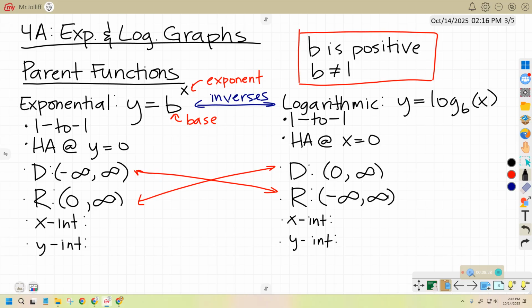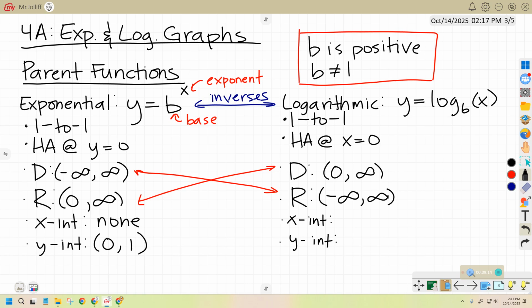My exponential parent function has a horizontal asymptote at y equals 0. Does it have an x-intercept? No, it's got an asymptote there. It can't cross it. So this guy has none. Never going to cross the x-axis. We saw in that sketch we made just a minute ago that it approaches, never touches. Very good. The y-intercept is at 1.